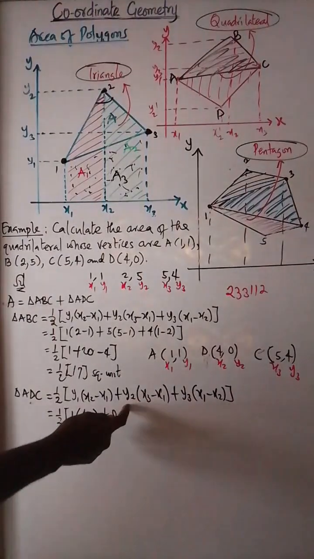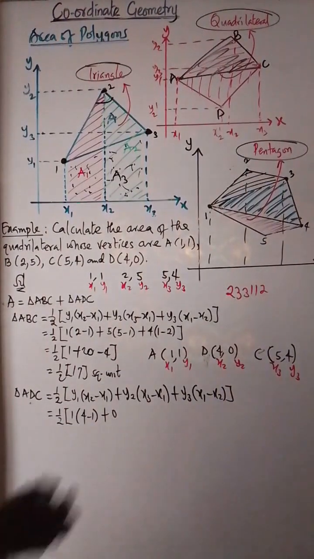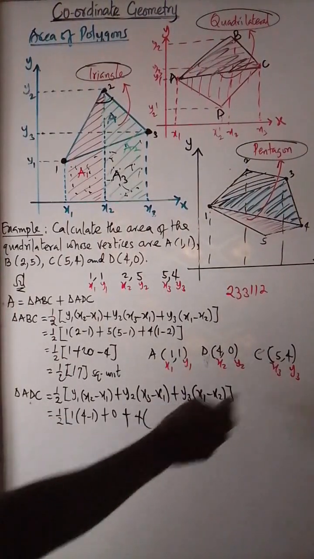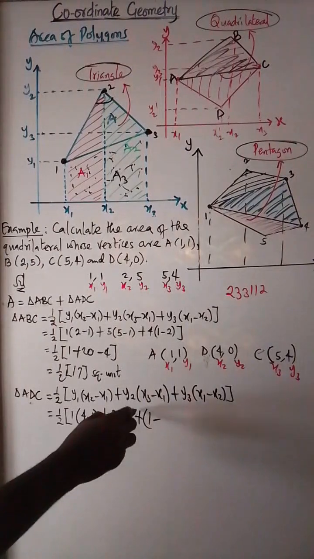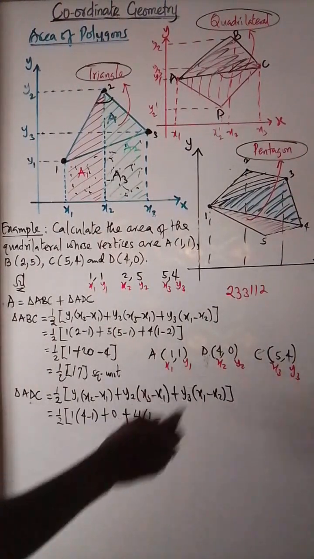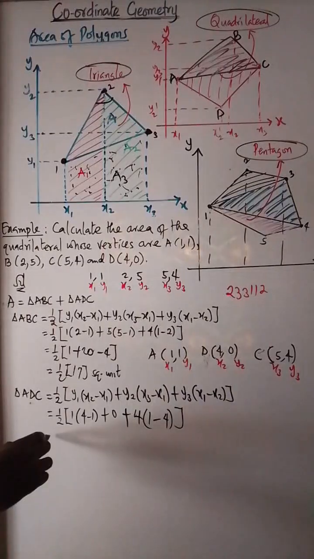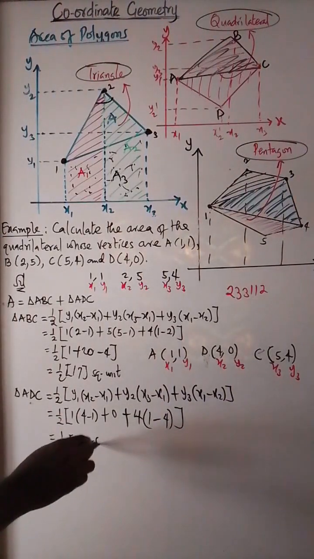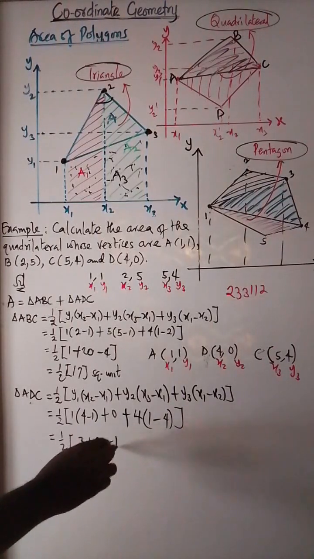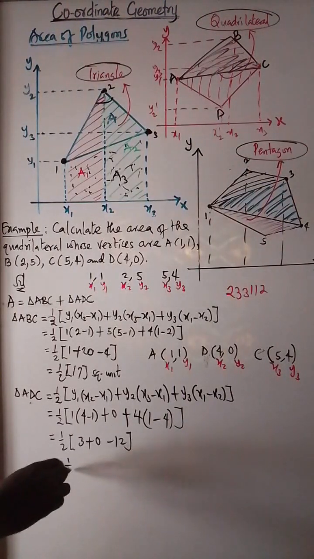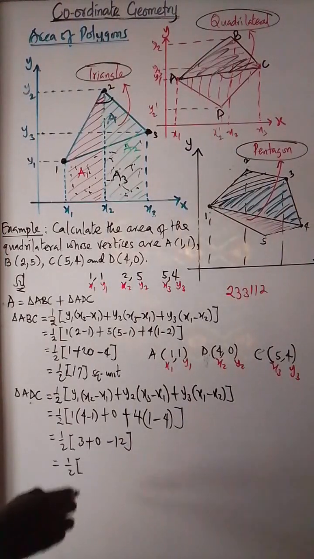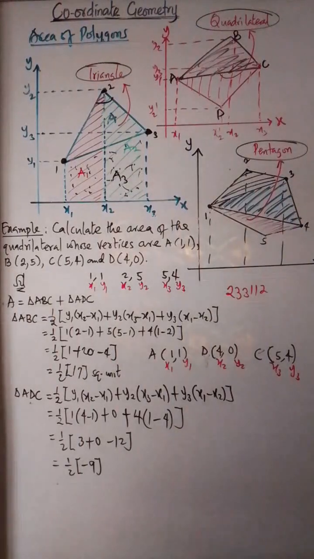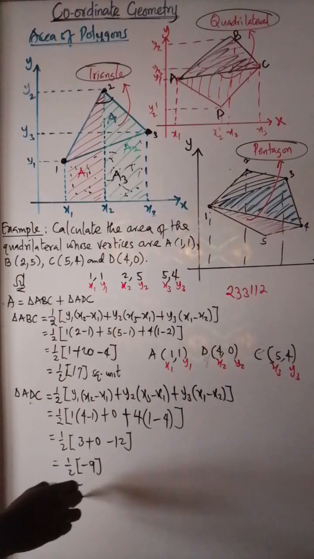So y2 is 0. Since y2 is 0, we don't need to put anything here. What's y3? y3 is 4 here. Then x1 is 1 minus x2 is 4. So this becomes half of 4 minus 1 is 3 times 1, that's 3 plus 0. 1 minus 4 is minus 3, that's minus 12. So from here we're having half of 3 minus 12, which is minus 9. Well, I told you we are going to use the absolute value, so you negate the negative value. So that's just half of 9.